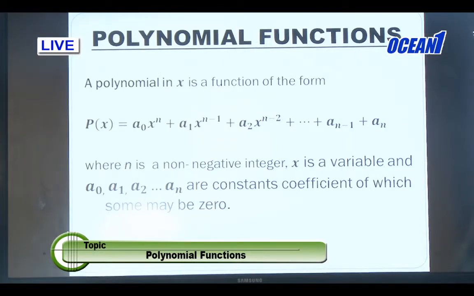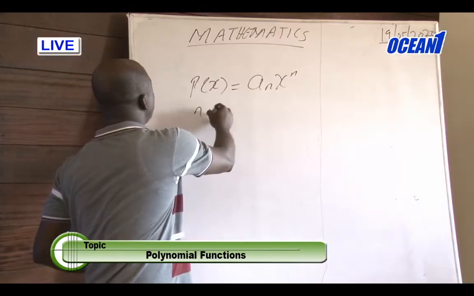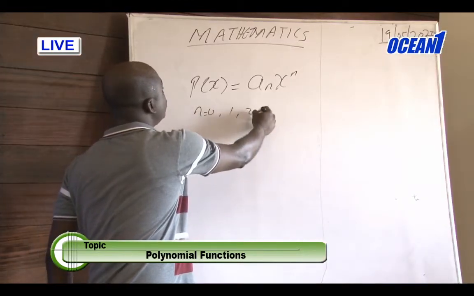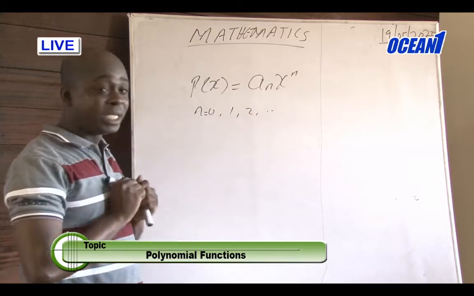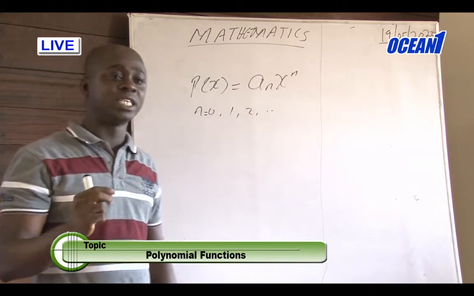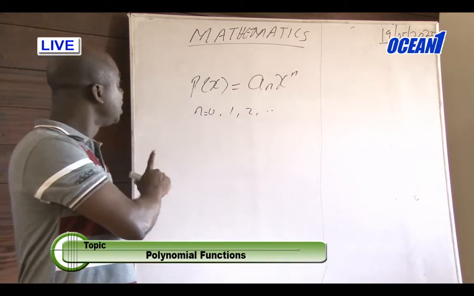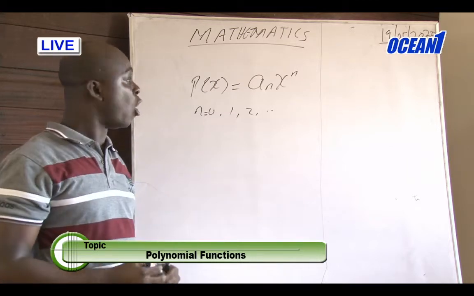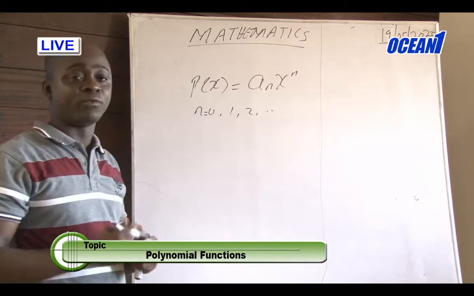where n is a non-negative integer, which means that n can start from 0, move on to 1, 2 onwards. The basic distinction here is that in a polynomial function, the exponent n cannot be negative or a rational number in the form of a fraction or something.